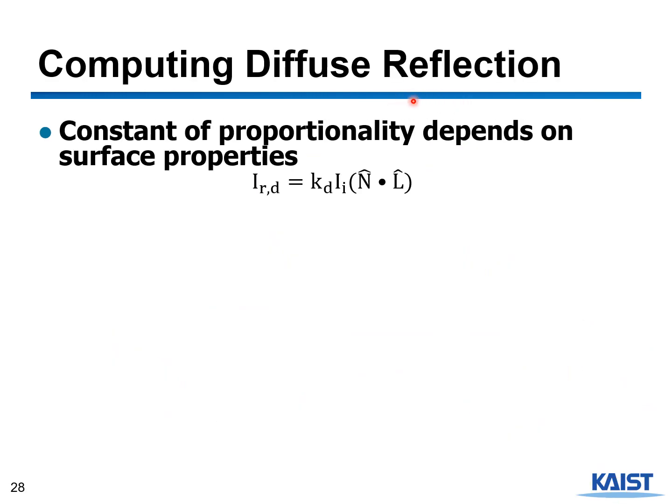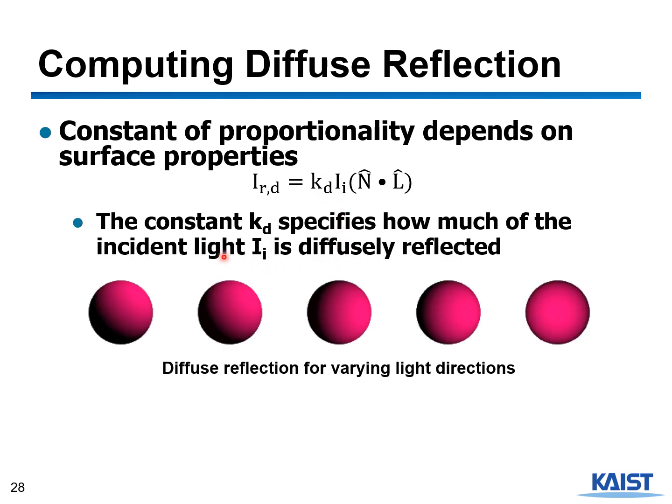And then for the computed diffuse reflection, the material also has its own material property, which is given by this KD. So this is the incoming light energy, this is the cosine term, and KD is material dependent. Materials have different reflecting properties, so we just use this KD coefficient. This constant KD specifies how much of the incident light energy is diffusely reflected, right? Obviously if KD is low, it looks more dim, right?